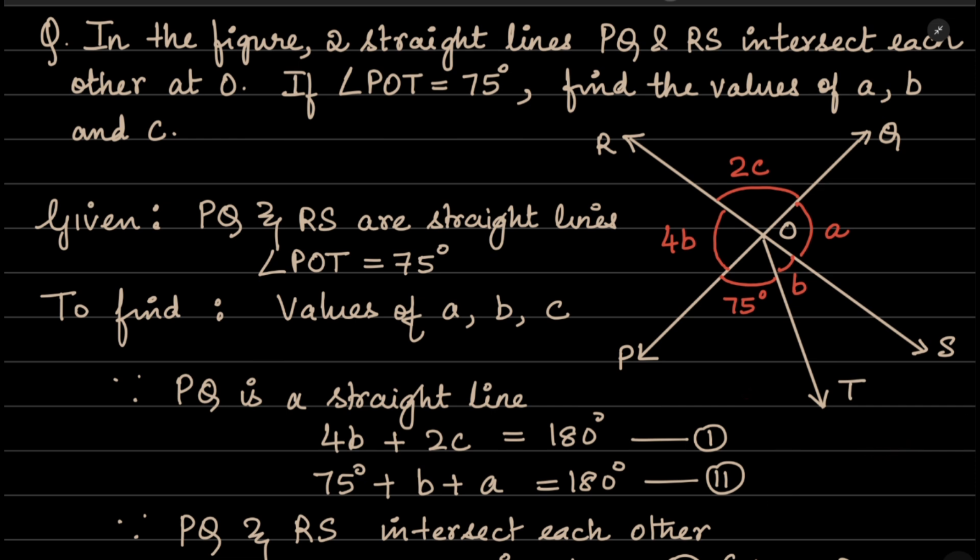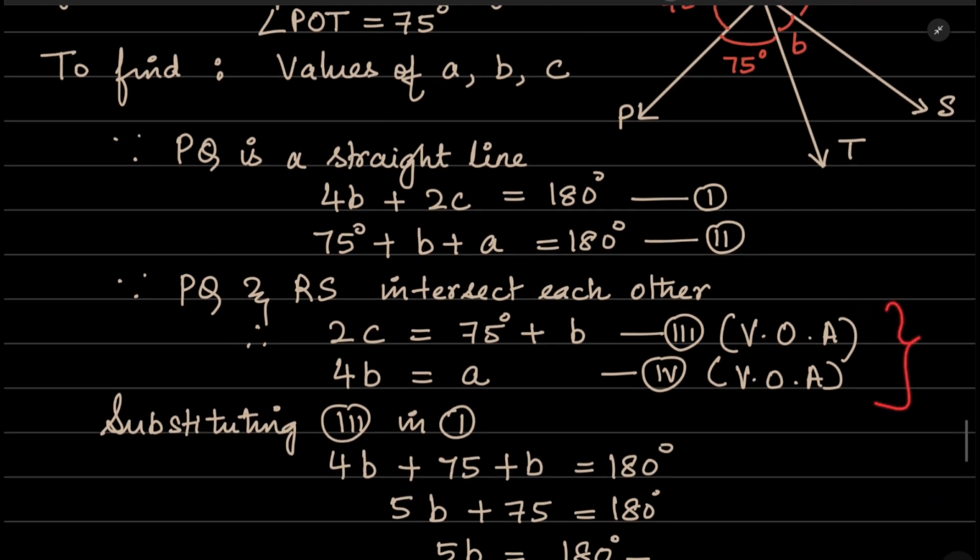The next thing is, they are given PQ and RS intersect each other at O. So vertically opposite angles are equal. 2C is equal to 75 plus B, and then 4B is equal to A. So that's what we wrote here, vertically opposite angles.